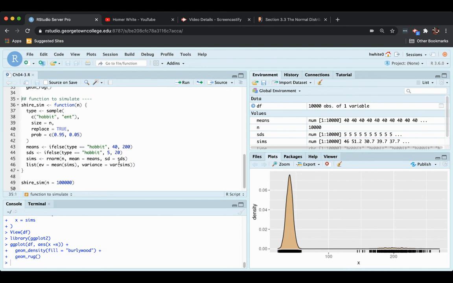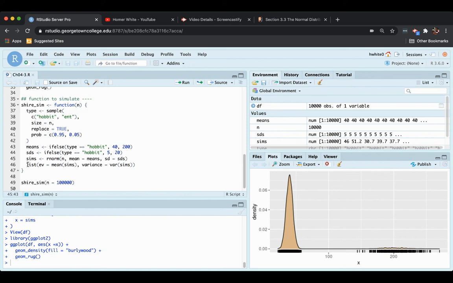Just for fun, why not write a function that can do all this work for you really fast? I call the function ShireSim. And it's built using the reserved word function. And you say what the variable for the function is. N is going to be how many simulations you want. And then you do that same work of getting the type, the means, the SDs, and the sims.